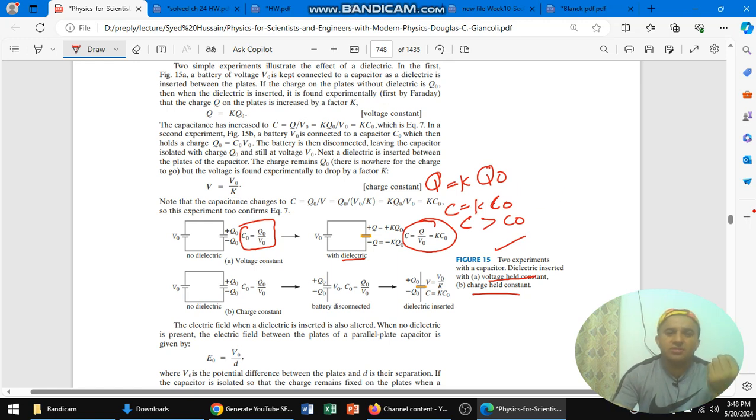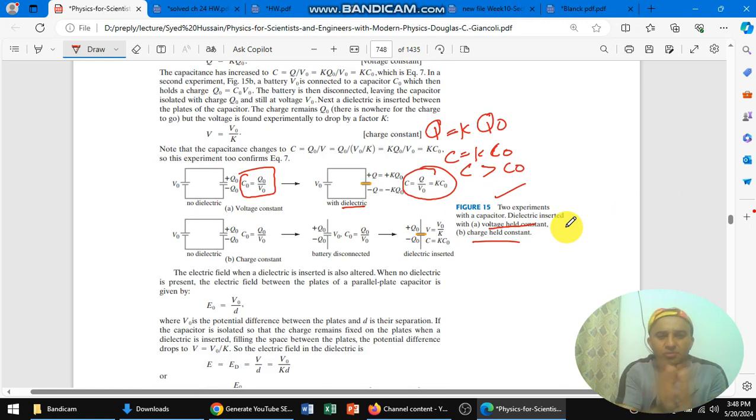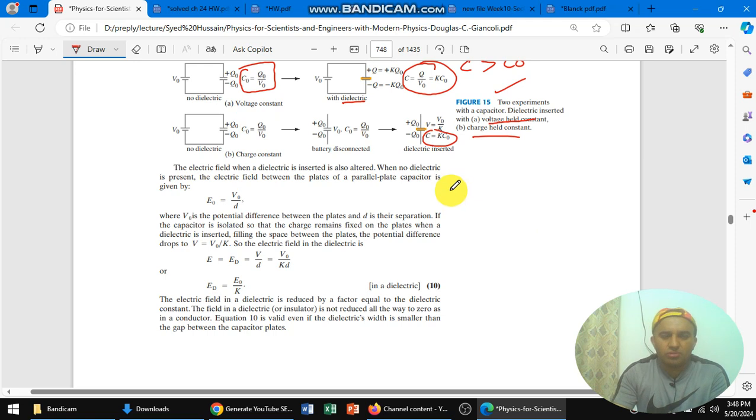In experiment 2, if we keep the charge constant and do not change the charge, we obtain the same result: C is equal to K C naught. The capacitance with the dielectric medium is greater than the original capacitance. Now, what about the electric field intensity? If we insert a medium, the electric field intensity should reduce.